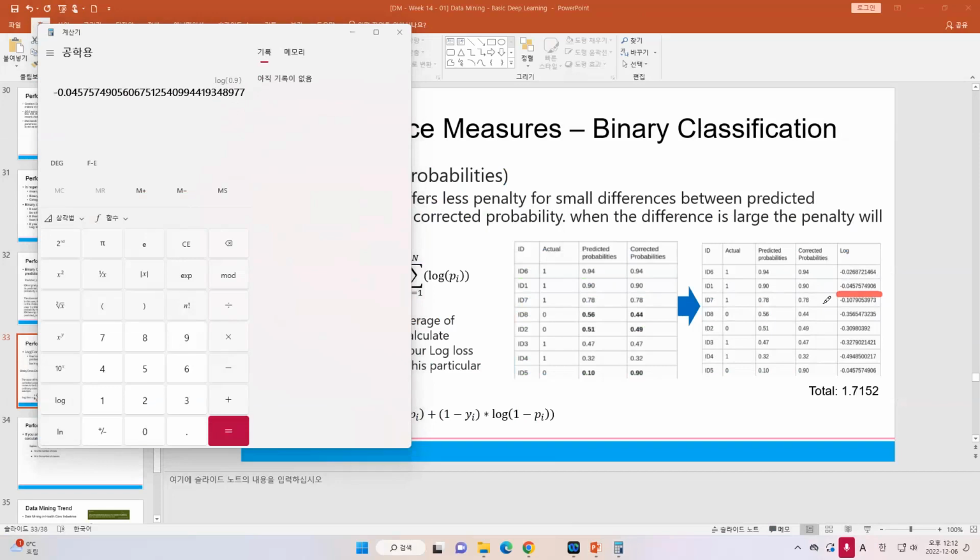And then we have other numbers. So you can use the calculator. That's why you need to bring your calculator during the final exam, because there will be a similar calculation like this. So for example, 0.78, you can log, then the result is minus 0.107905 and so on. Okay.